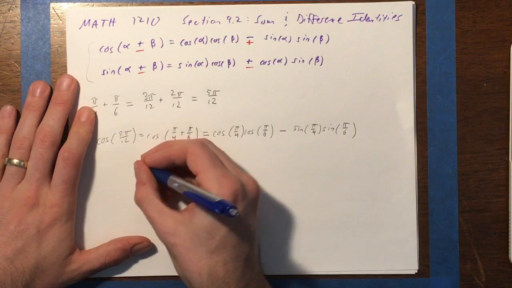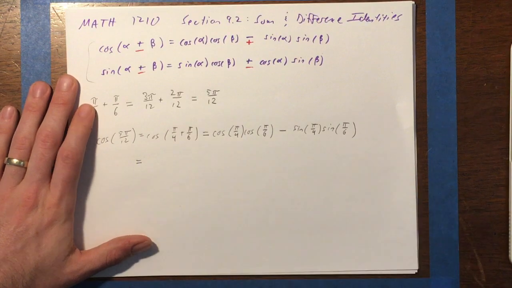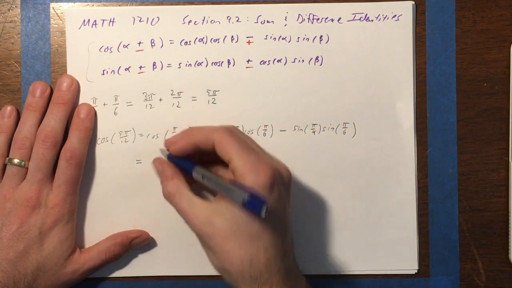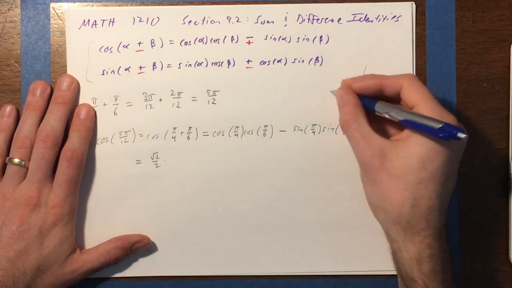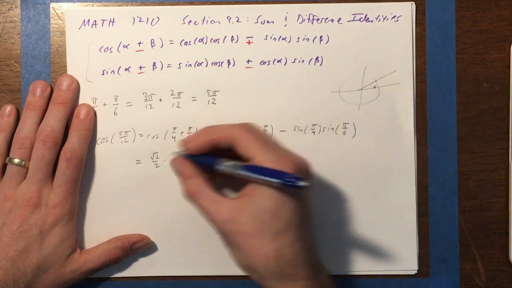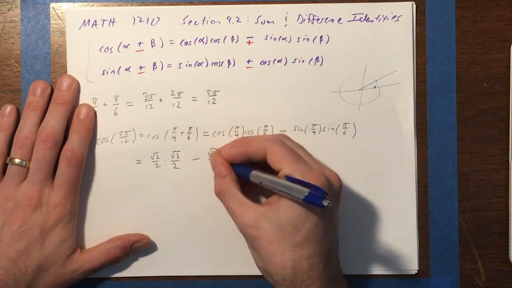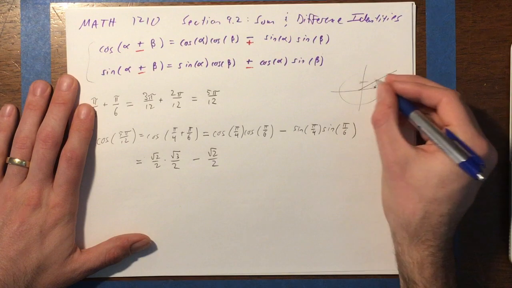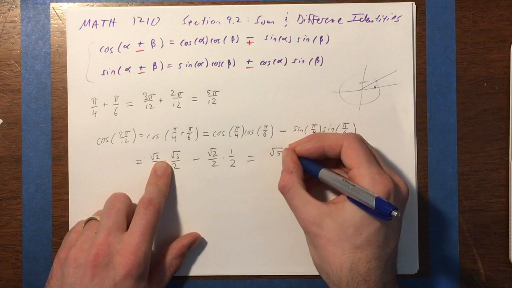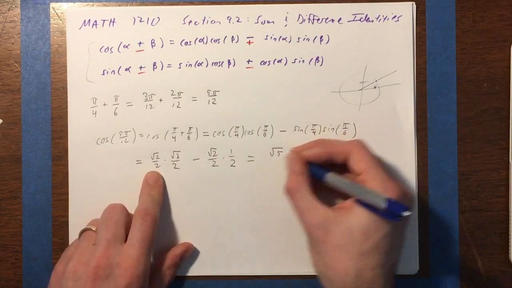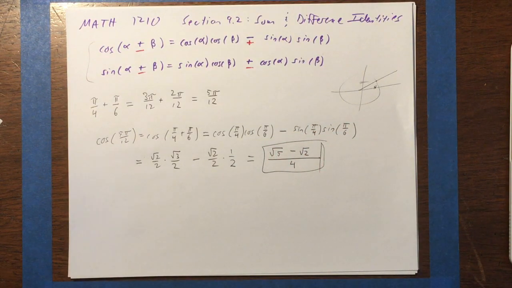Now all we need to do is use the coordinates of the points on the unit circle that we've memorized, and we're going to go through here and get all of those values. So cosine of pi over 4 is square root of 2 over 2. Multiply that by the cosine of pi over 6, which, let's see, pi over 6 is over here, right? So cosine is going to be square root of 3 over 2. And then minus, and sine of pi over 4 is root 2 over 2, but sine of pi over 6 is this y-coordinate, that's 1/2. So the whole answer here is going to be the square root of 5 minus the square root of 2 all over 4. Hey, there we go. So that is the exact value of the cosine of 5 pi over 12.